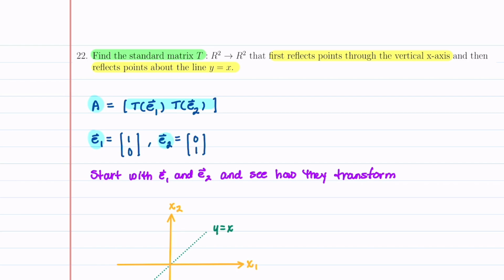So what we're going to do to solve this problem is start with E1 and E2, and then just see how they transform. We're going to look at one transformation at a time. So I think it might be helpful to call this one our T1, the one that reflects points about the vertical x-axis. And then let's call this one our T2, the one that reflects points about the line y is equal to x.